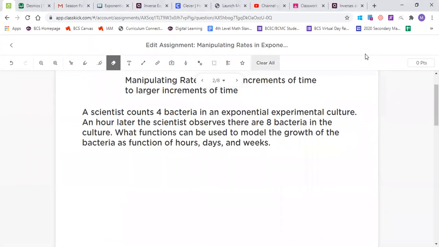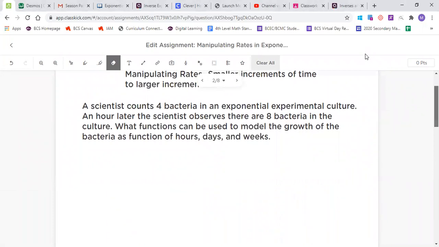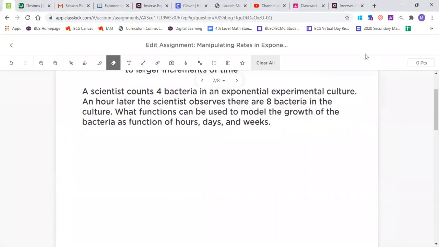A scientist counts 4 bacteria in an exponential experimental culture. An hour later, the scientist observes there are 8 bacteria in the culture. What functions can be used to model the growth of the bacteria as a function of hours, days, and weeks?